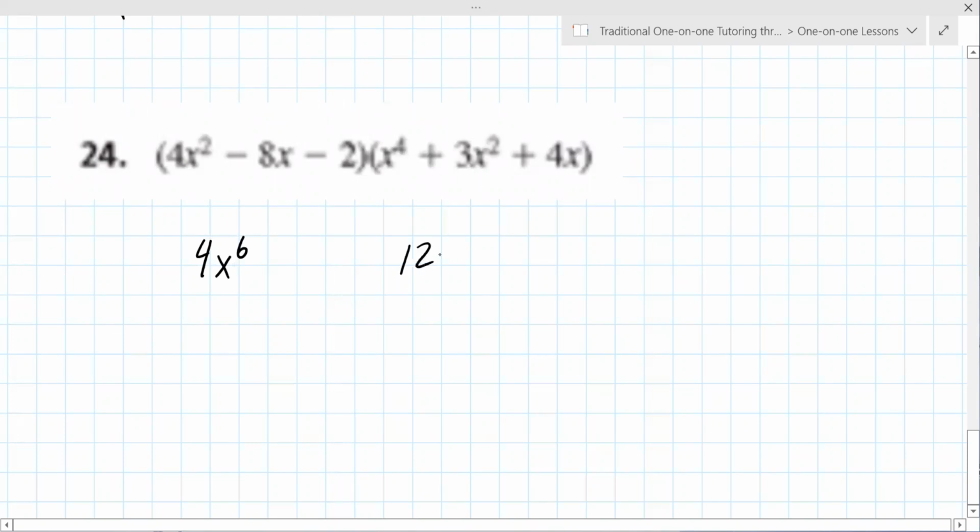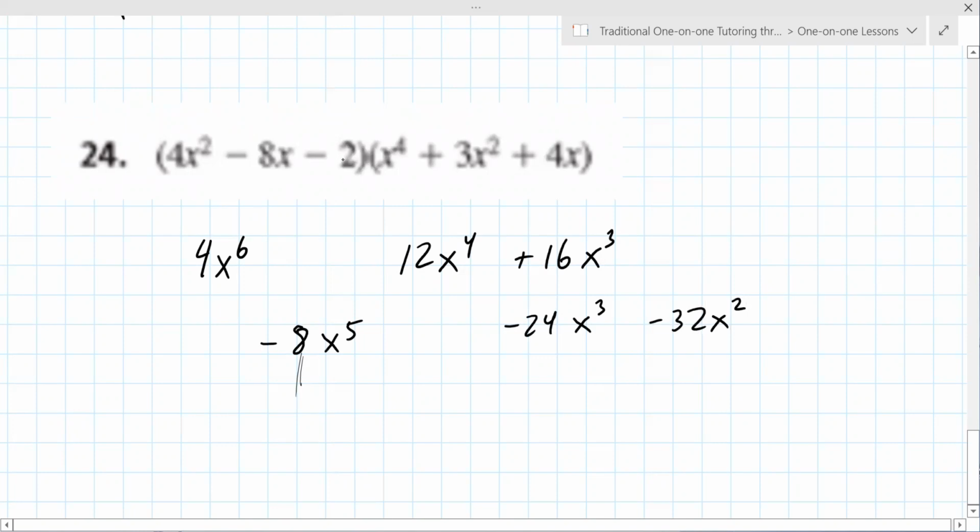Now I'm going to leave a gap this time because I know there could be an x to the 5th term right in the middle here. So I'm going to leave a little space. 4x squared times 4x is 16x cubed. I'm putting it there because I'm just going down in descending order. Then I'm going to take that minus 8x times each of the 3 terms. Minus 8x times x to the 4th is minus 8x to the 5th. Minus 8x times 3x squared is minus 24x cubed. So I line that up in that column. Minus 8x times 4x is minus 32x squared.